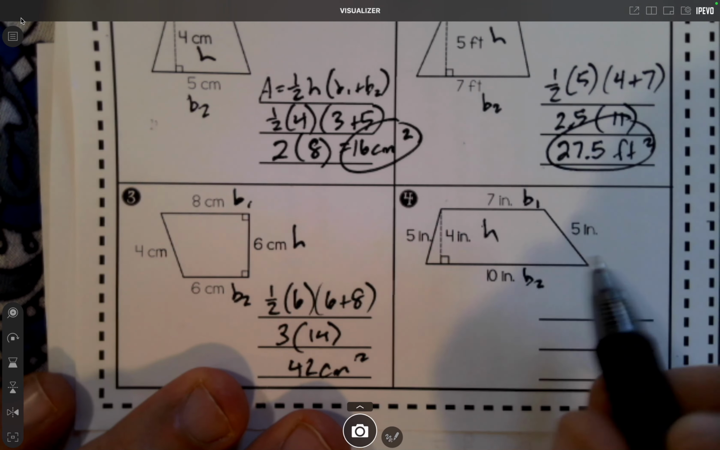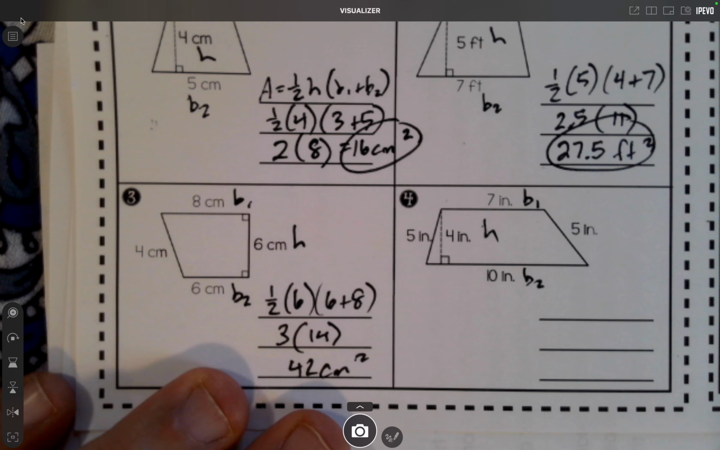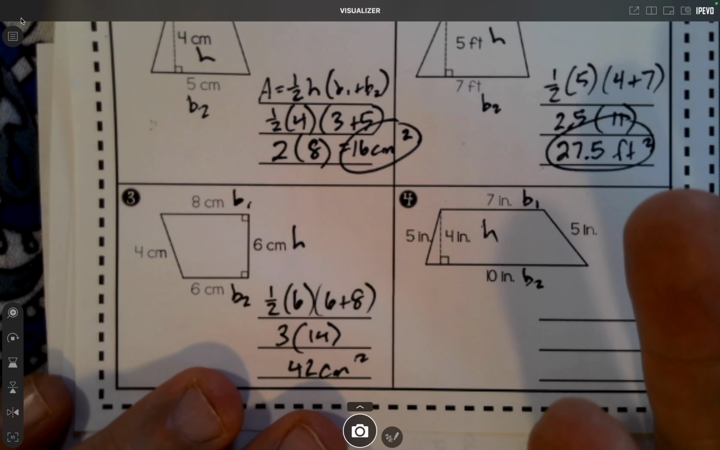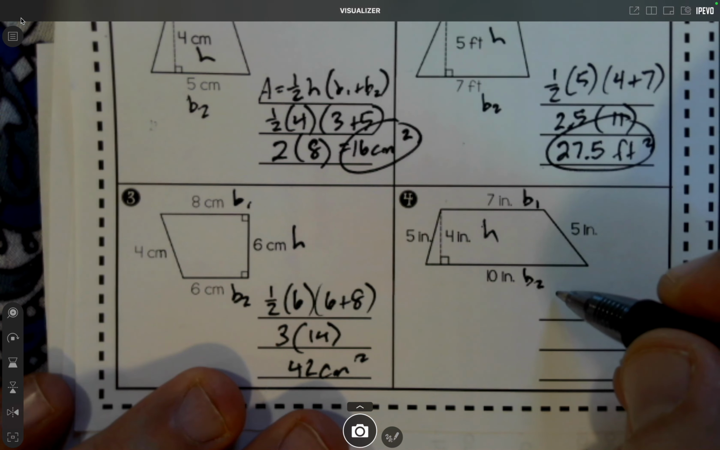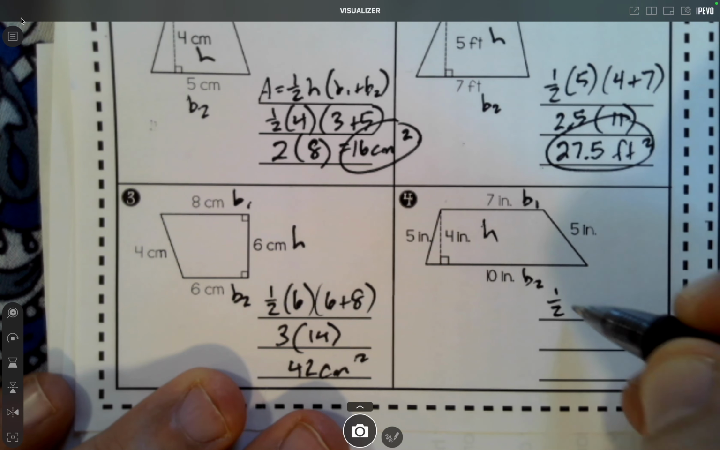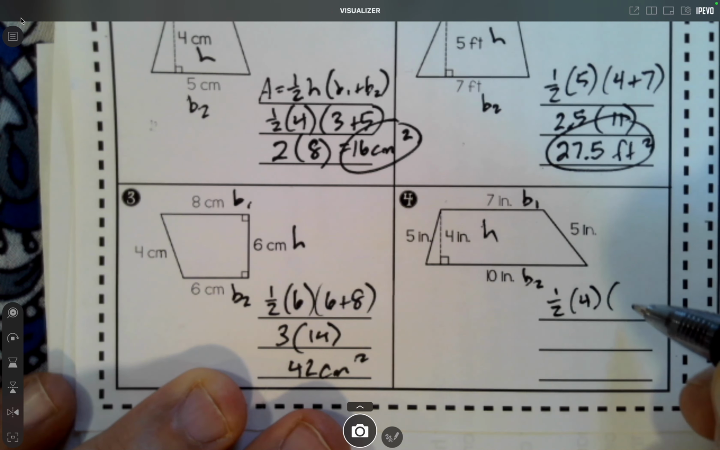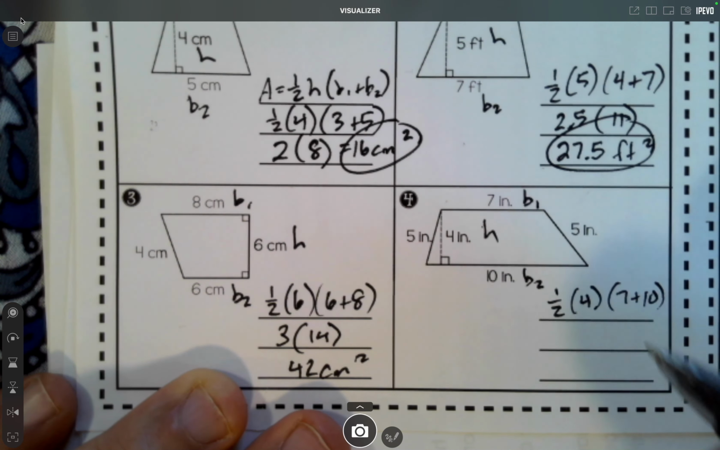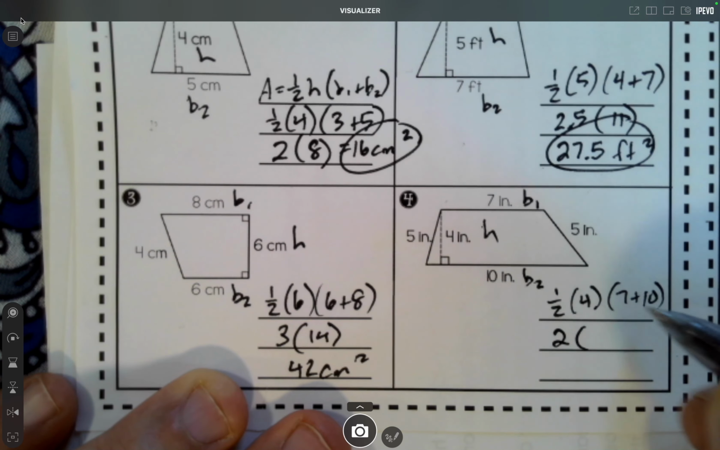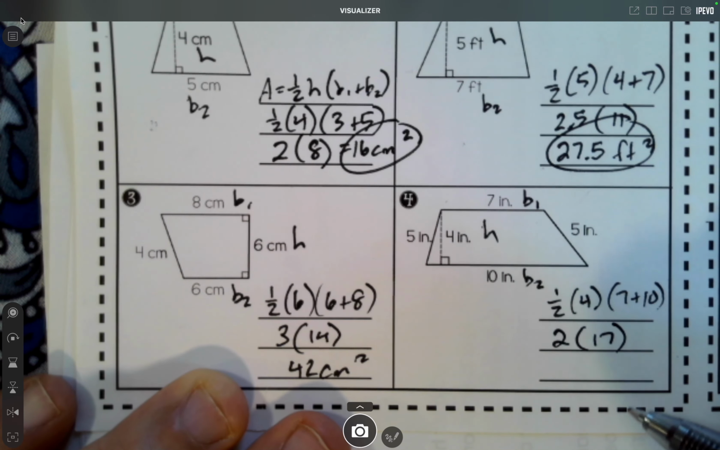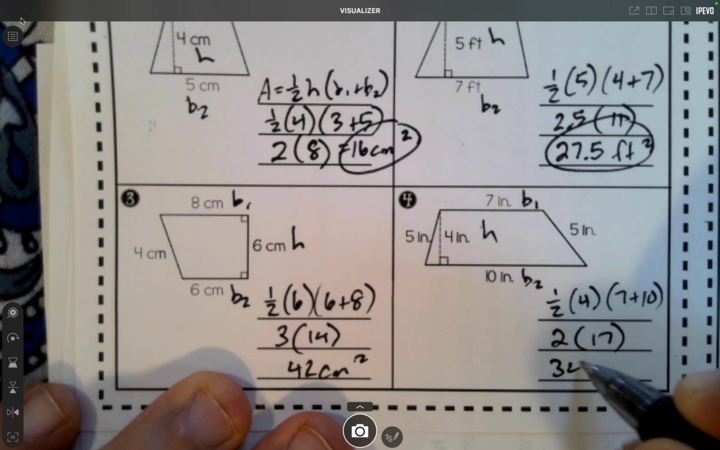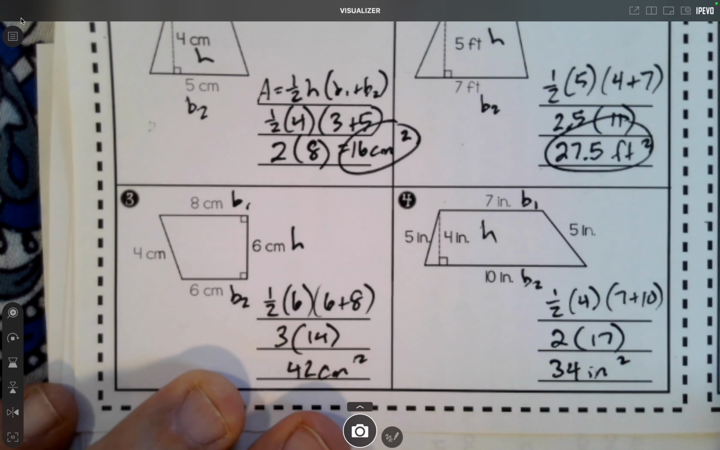So the 5s in this case just end up to be extra information, just like the 4 was back here. It's true info, it's just not needed. 1/2 times the height, which is 4, times base 1 plus base 2. Half of 4 is 2. 7 plus 10 is 17. So we get a total of 34 square inches.